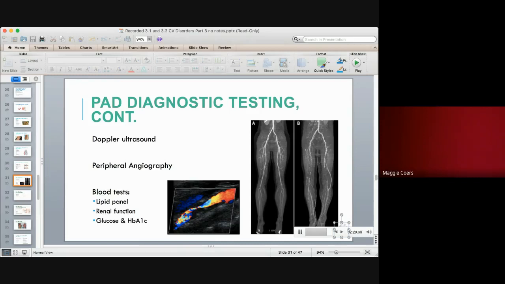Another interesting thing on this slide is you can see where it looks like they've had a fem-pop bypass in that left leg. So an artery that goes from their femoral to their popliteal artery to bypass some severe stenosis.